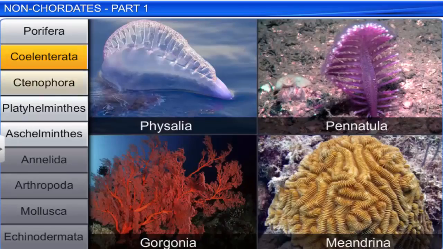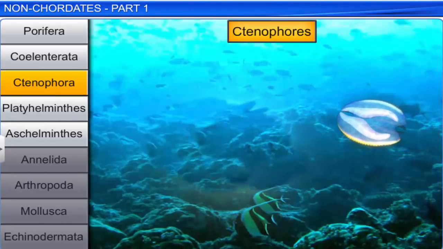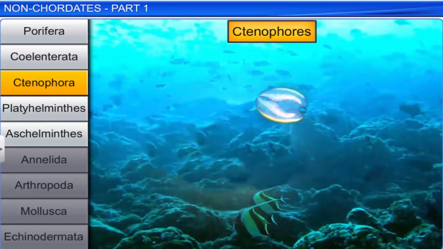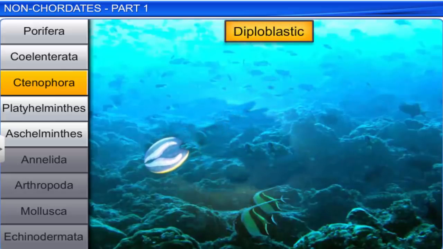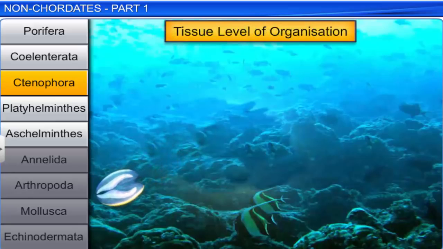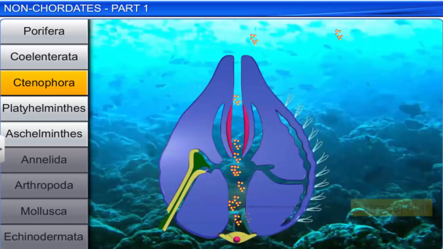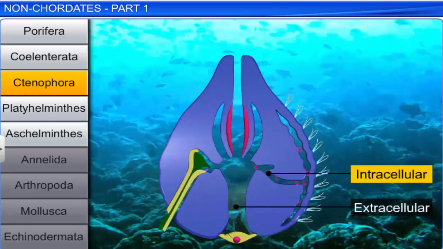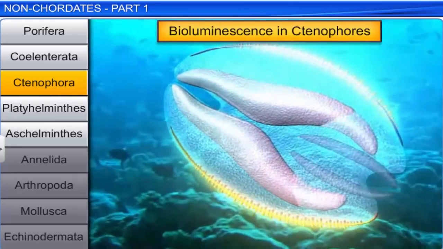The next phylum is Ctenophora. Ctenophores are commonly known as sea walnuts or comb jellies. These animals are marine, radially symmetrical, diploblastic, with tissue level of organization. They have 8 external rows of ciliated comb plates, which help in locomotion. Digestion in these animals is both extracellular and intracellular. A characteristic feature of ctenophores is bioluminescence, or the ability to emit light.